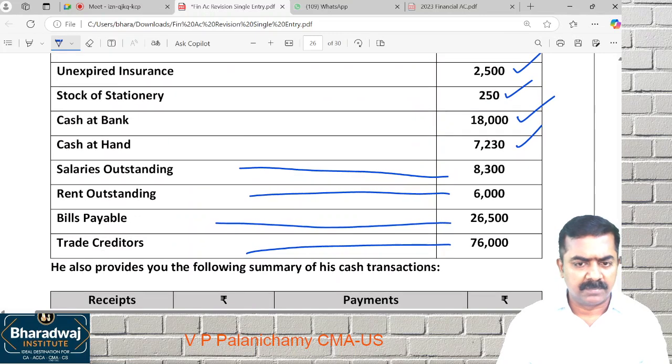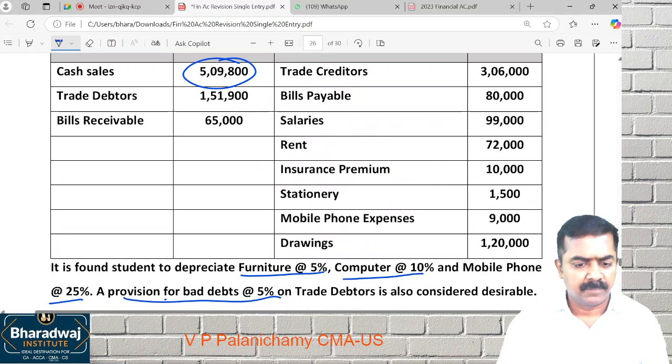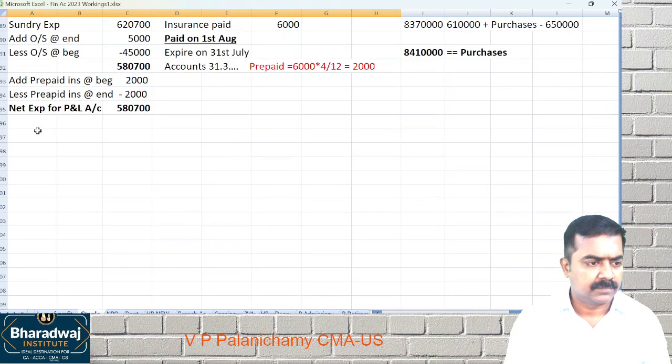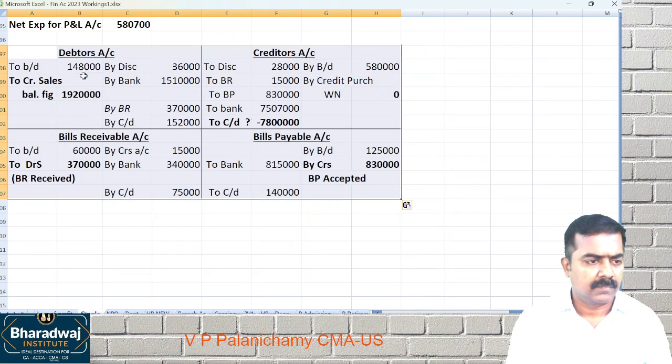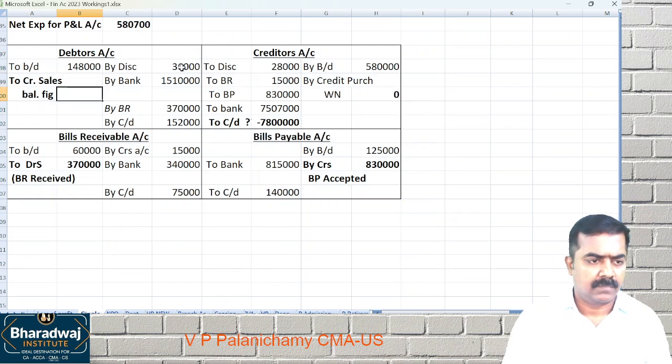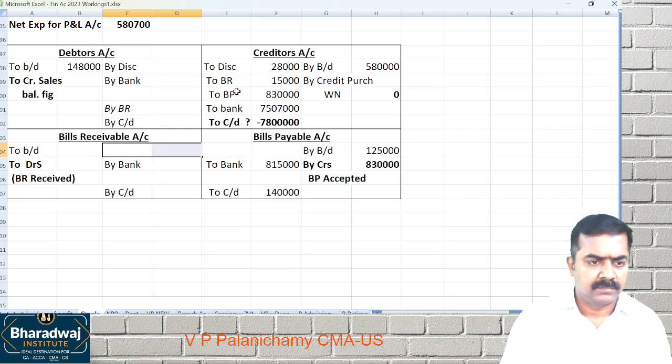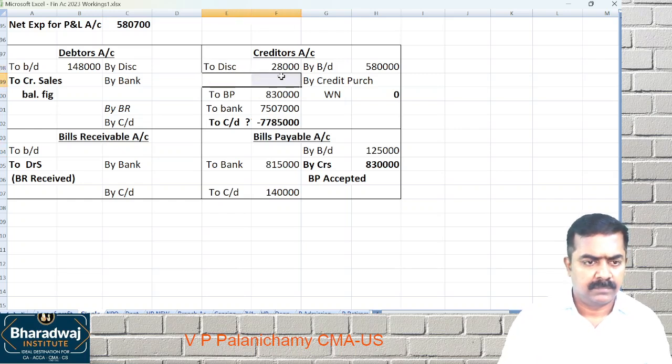Closing cash balance is given, bank balance is given. Closing cash balance and bank balance is also given to us. We'll see. So same as the last question. Let us open these accounts. There is nothing on endorsed bills here, right? There is no endorsement of bill.